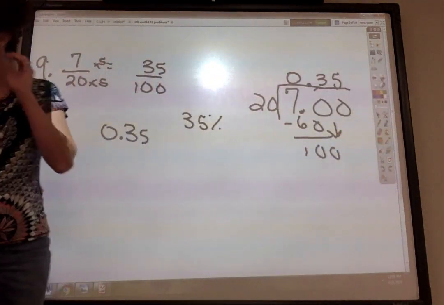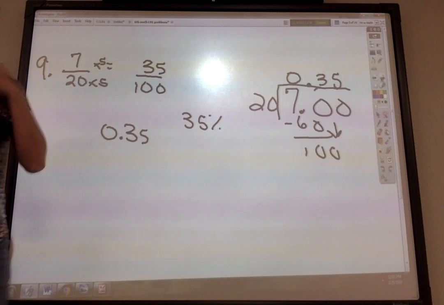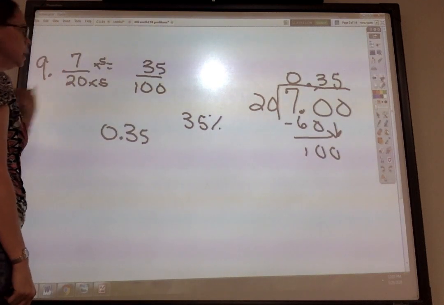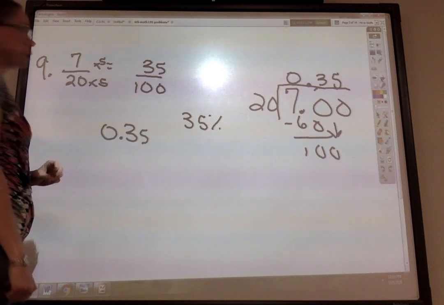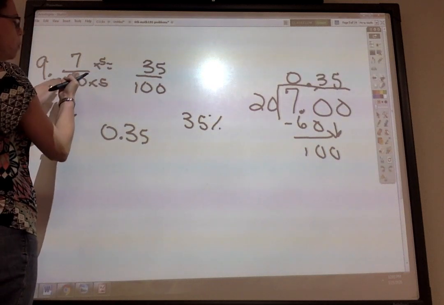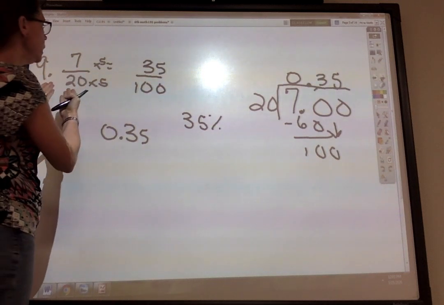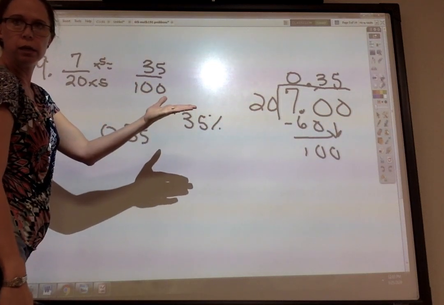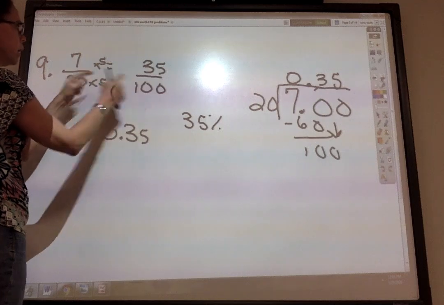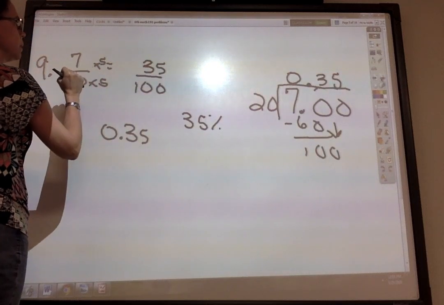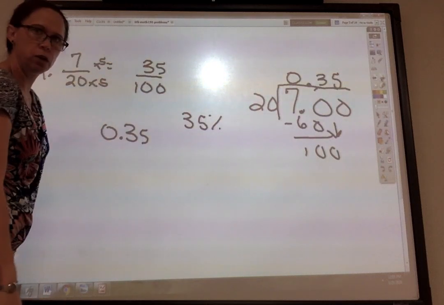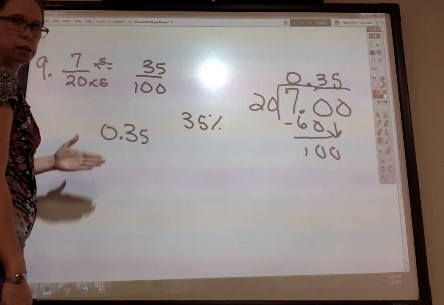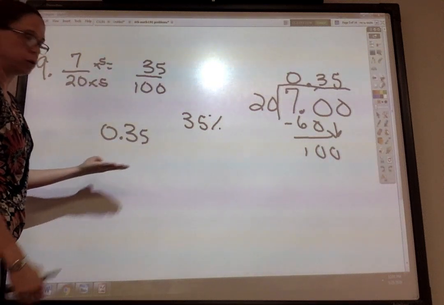Number 9, they want us to turn 7/20ths into a decimal number and a percent. There were a couple of ways we could go about this. My denominator is 20, but it's really easy to get to a denominator of 100, which lets me go to decimal. 20 times 5 gives me 100. Do the same thing on the top: 7 times 5 is 35 hundredths. I can say it as a fraction, 35 hundredths. I can write it as a decimal, 0.35.